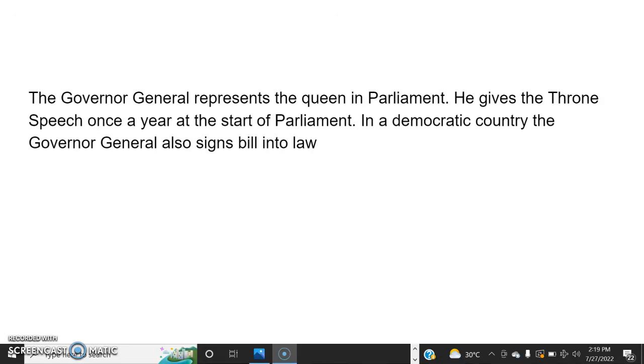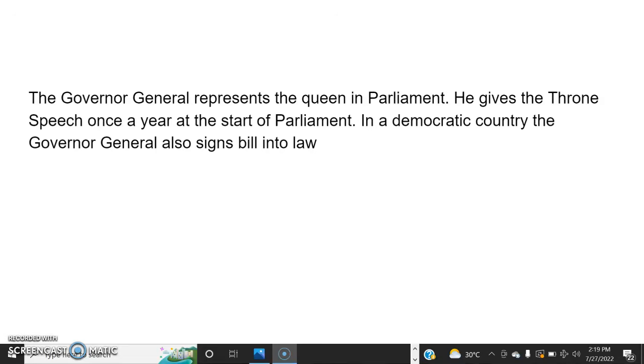Now let us look at the Governor General. The Governor General is mostly used in democratic countries because the monarch is the head of state in some Caribbean countries. Now, the monarch is usually the queen and she lives in England, right? So the queen cannot be present for every occasion that she's needed in the Caribbean, right? So there's an individual that represents the queen. And this person, we call him or her the Governor General.